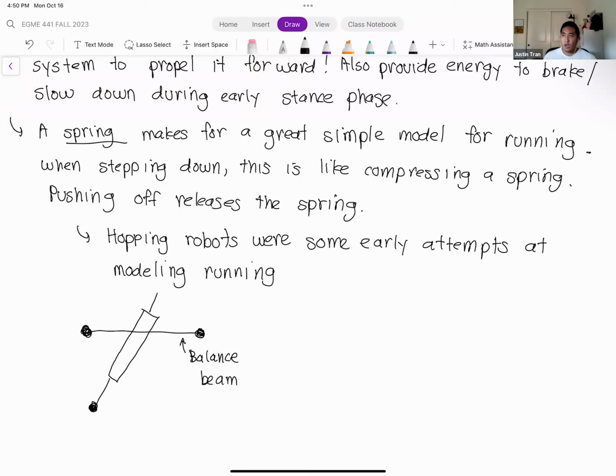What these early attempts tried to do was this: what I'm showing you right here is the early stage of stance. Then, as a person rotates or flexes their hip and pushes off, this robot is going to do that as well. So as you go through the gait cycle here, the robot may push off.